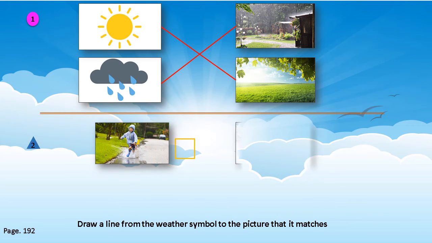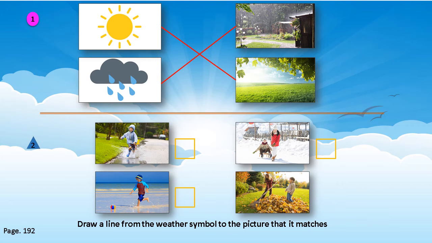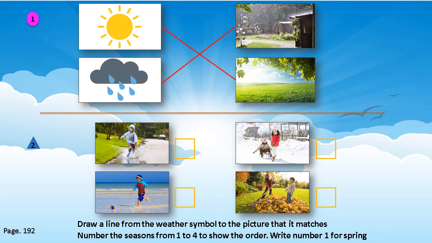Now, for exercise number 2, the question is, number the seasons from 1 to 4 to show the order. Write number 1 for spring season. So, what do you think? Which picture shows a spring season? Well done! The picture on the top left. So let's write number 1 beside the spring season. And what comes after the spring season? The summer season. Very good.